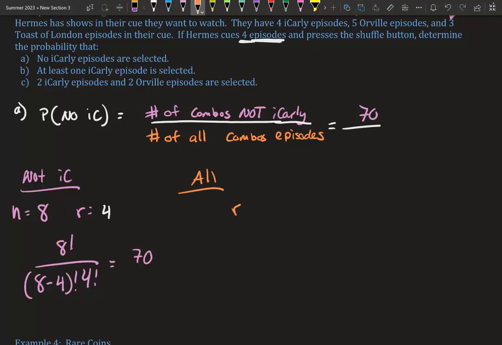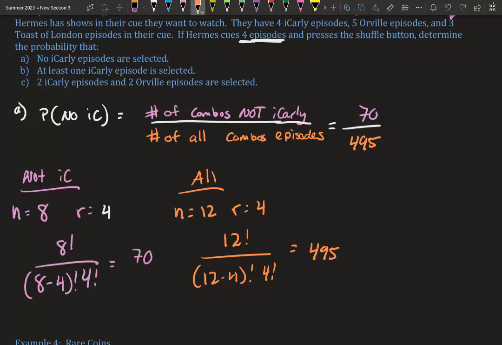We have to look at the total combinations of all episodes if we're picking 4. So our picks don't change. Your R is still going to be 4. Your R will never change. The only thing that's changing is our N. So if we look at how many episodes we have, 4 plus 5 plus 3, that's 12 episodes that we have total to queue. So we have 12 factorial over (12 minus 4) factorial, 4 factorial. And when we plug that in, we get 495.